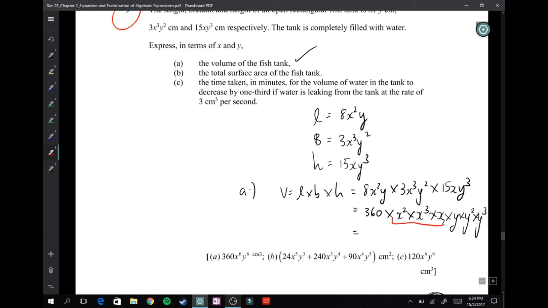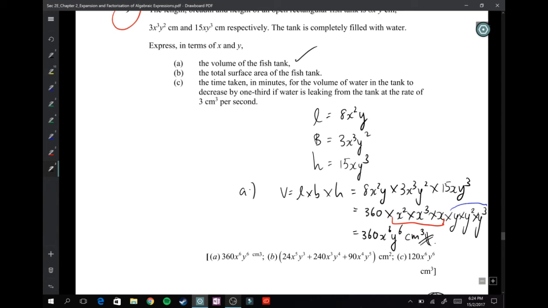Now when we do this, you do realize that x squared means x times x, that means x repeated twice. X cubed means x repeated 3 times, and x just means x, right? So with this, we actually have 6 x's. So your answer will be 360 x power 6, and y is the same thing. In this case, y happens to be y to the power 6 as well, and therefore we have this.